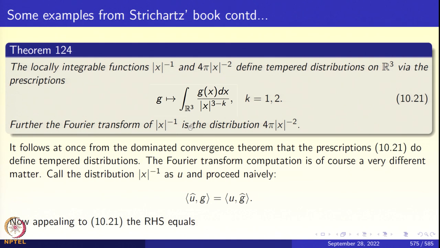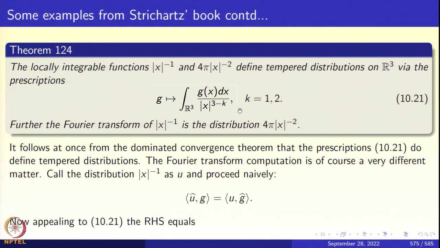G maps to integral gx dx upon mod x to the power k. Remember, I will write dx in polar coordinates, and so k is either 1 or 2, and I'll get r squared sine phi dr d theta d phi. Remember that r squared will cancel with the mod x to the power k, where k is 1 or 2. And then you will be left with simply integral of gx times either r or nothing. And gx is a rapidly decreasing function, so there is no problem as far as the convergence of this integral is concerned. And you can see that 10.21 does make 1 upon mod x and 4 pi by mod x squared into tempered distributions.